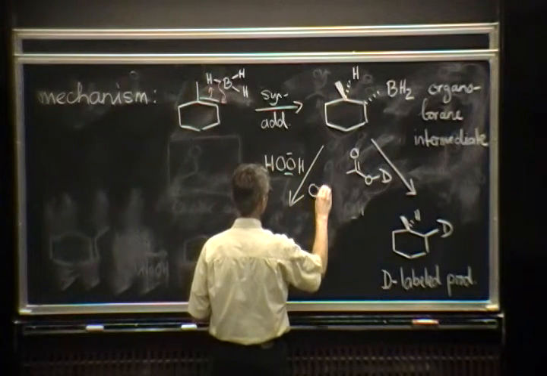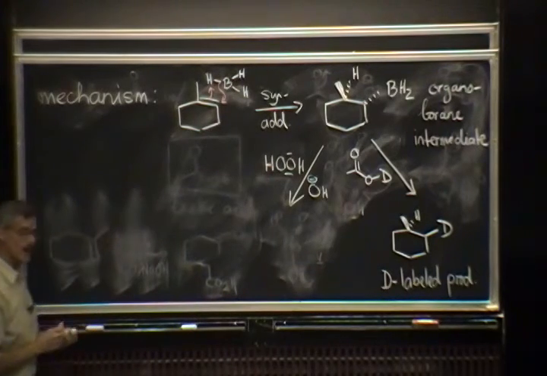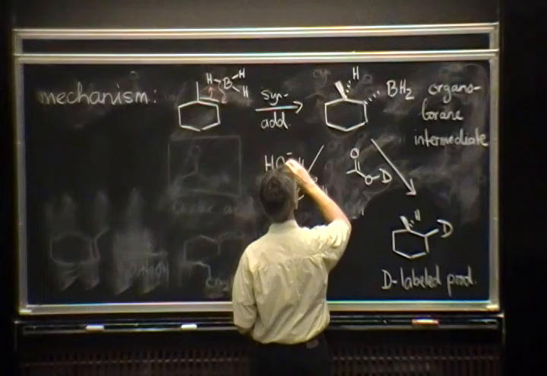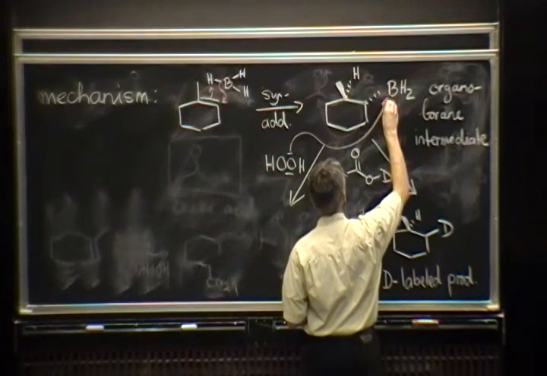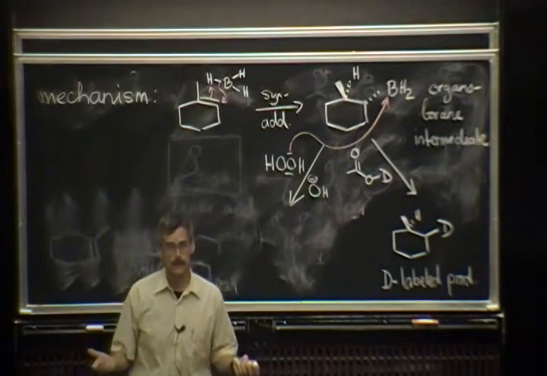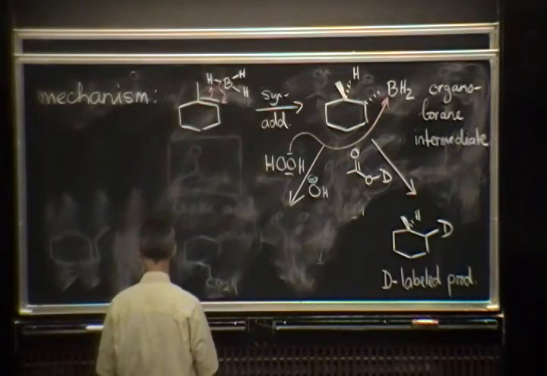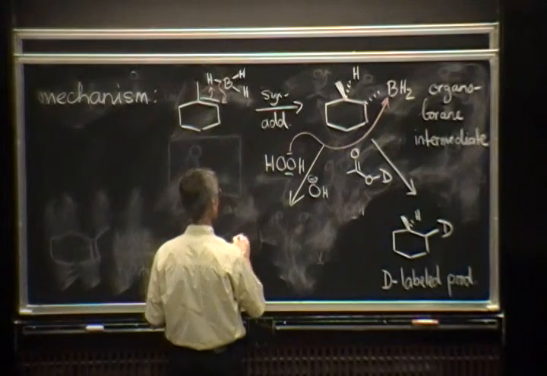And remember, we also have base here. So hydrogen peroxide is a very good nucleophile, much better than water. And it adds onto the borane. And remember, the borane only has an electron sextet. It's electron deficient. It is a Lewis acid. So it readily attracts electron pairs or Lewis bases.